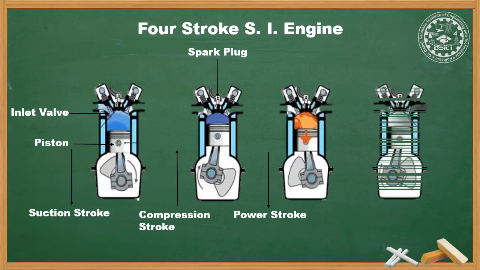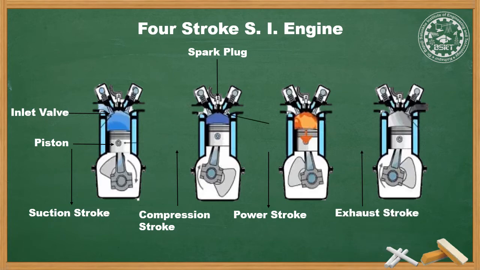Last is exhaust stroke. At the end of expansion stroke, the exhaust valve opens, which allows the exhaust gases to move outside. When the piston moves from BDC to TDC, the exhaust valve closes at the end of exhaust stroke and some residual gases remain inside the cylinder.